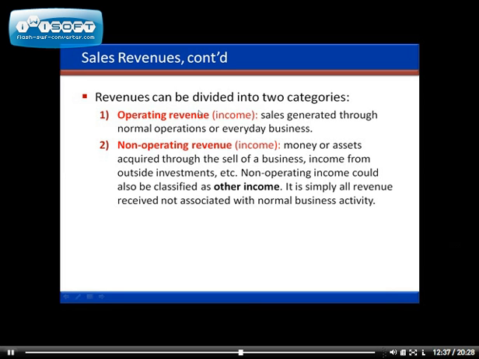Revenues can be divided into two categories. Revenues can be operating revenue or non-operating revenue. And operating revenue is basically sales generated through normal operations or everyday business.